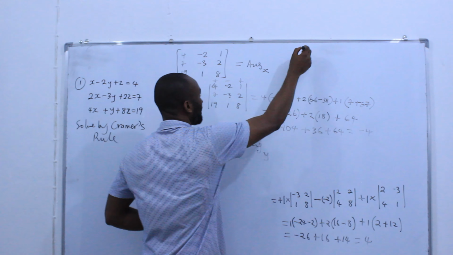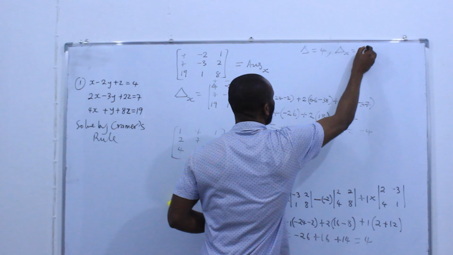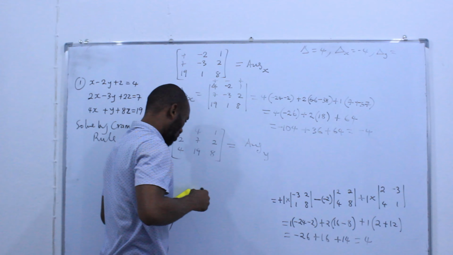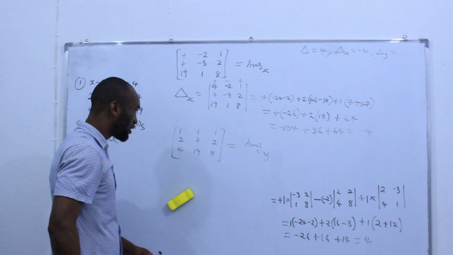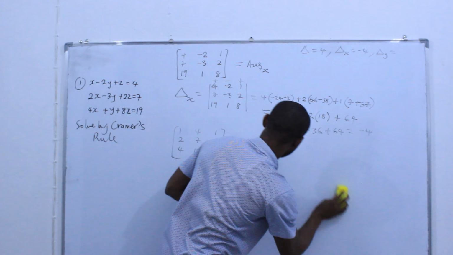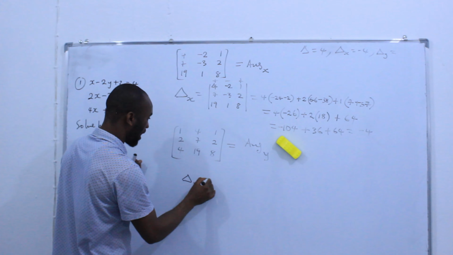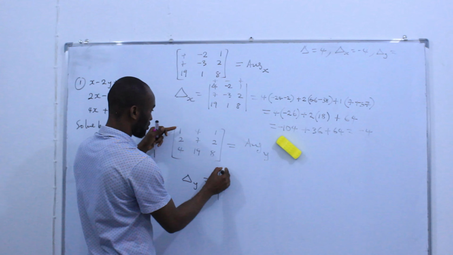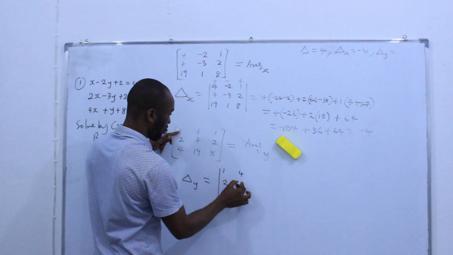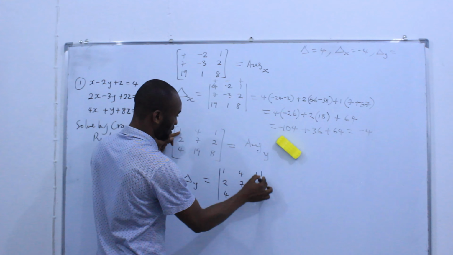Remember that our determinant is 4. Determinant for X is minus 4. We've not gotten determinant for Y. That's what we are looking for. So determinant for Y, I'll clean here. Determinant for Y is going to give us 1, 2, 4, 4, 7, 19, 1, 2, 8.